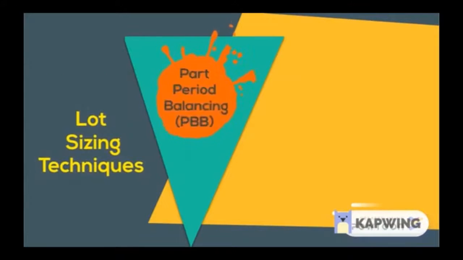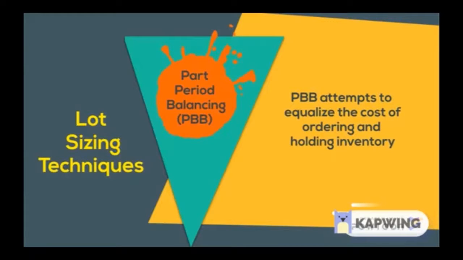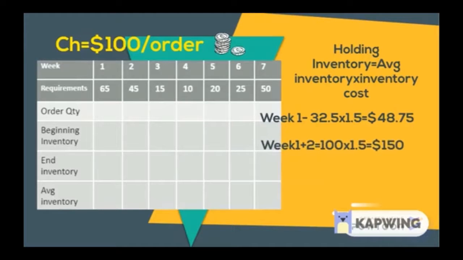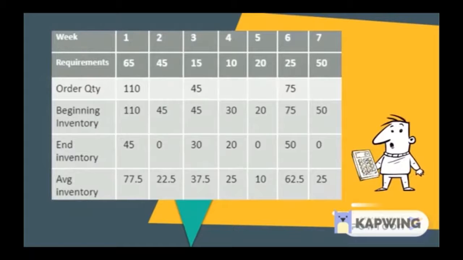Finally, the last method we will discuss is part period balancing, or PBB. PBB attempts to equalize the cost of ordering and holding inventory. For example, if the order is taken on week 1, the holding inventory would be $48.75. But if the order is taken for weeks 1 and 2, the holding inventory is $150. Since $150 is closer to the value of order cost, the order is taken for weeks 1 and 2. And the process goes on for the following weeks. Weeks 1, 3, and 6 are chosen because the value of holding inventory cost is close to ordering cost.